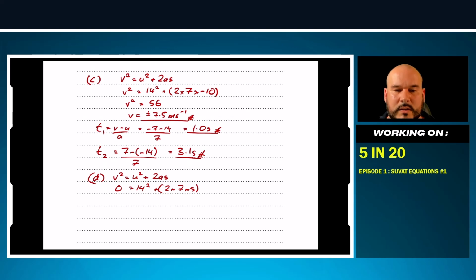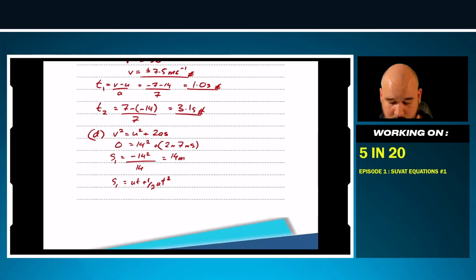So using v squared equals u squared plus 2as, I can then solve for my first value of displacement: minus 14 squared over minus 14. Geez, I wonder what that is. I bet you my 4 unit math kid wouldn't be able to do this. So we get 14 meters. So 14 meters is the distance that it travels before it turns around.